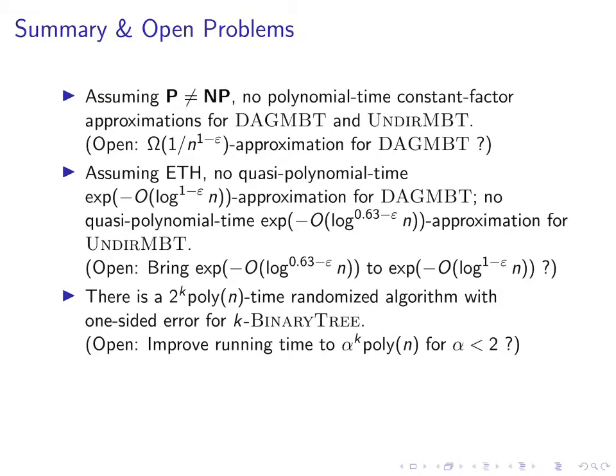On the fixed parameter tractability side, we show that there is a 2^k poly-time randomized algorithm with one-sided error for k-binary tree. And an open problem will be, is it possible to improve the dependency on k?